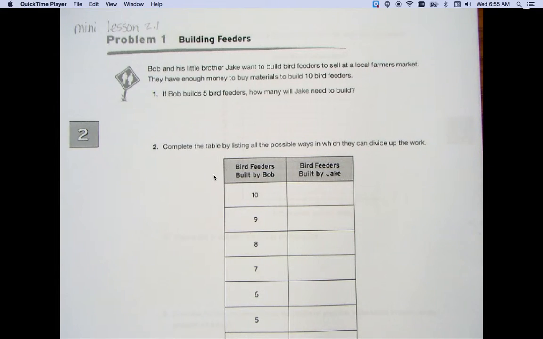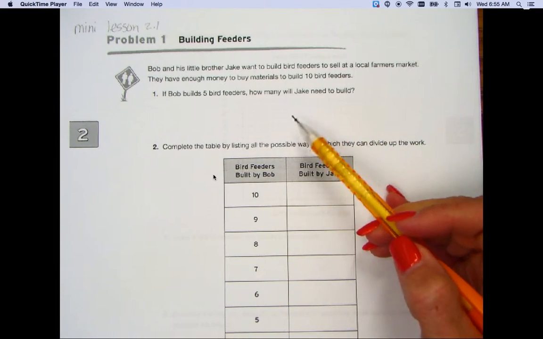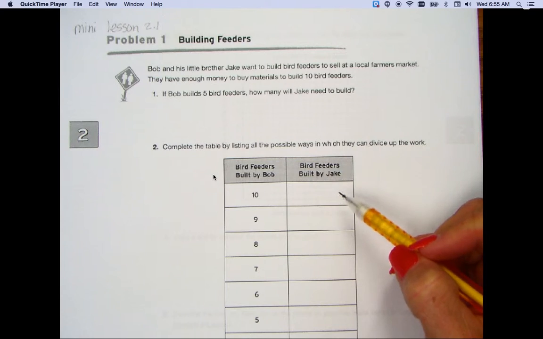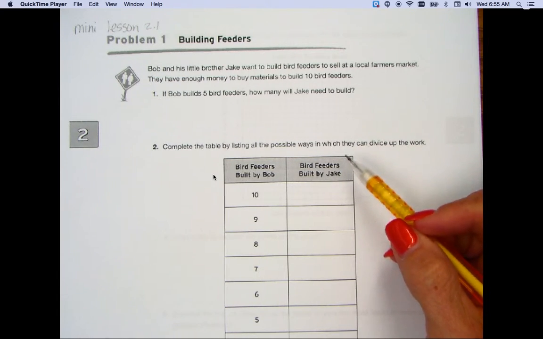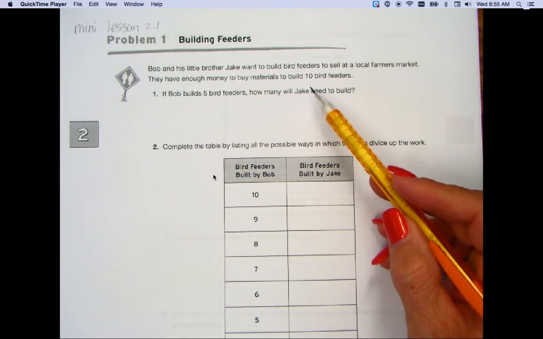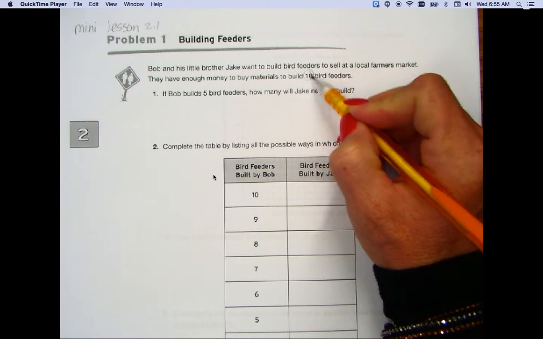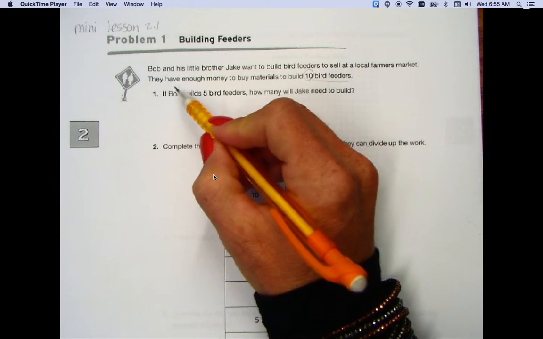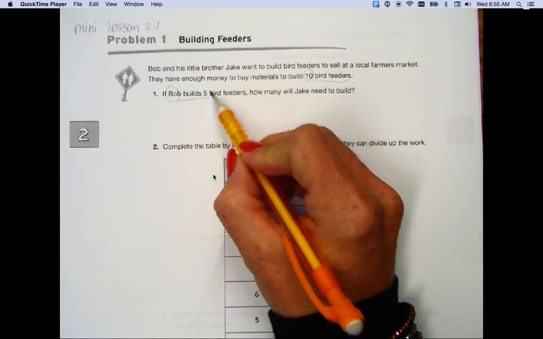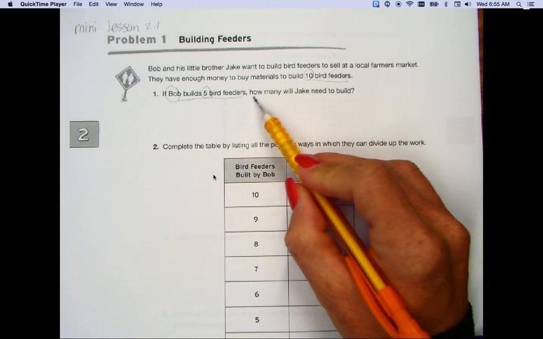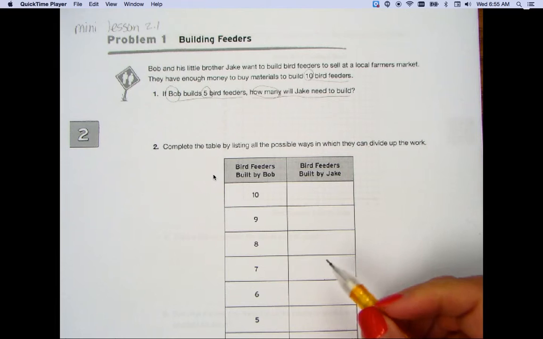This is the mini lesson for 2.1. Bob and his little brother Jake want to build bird feeders to sell at a local farmer's market. They have enough money to buy materials to build 10 bird feeders. If Bob builds 5 bird feeders, how many will Jake need to build?